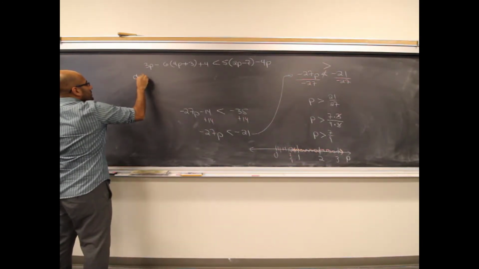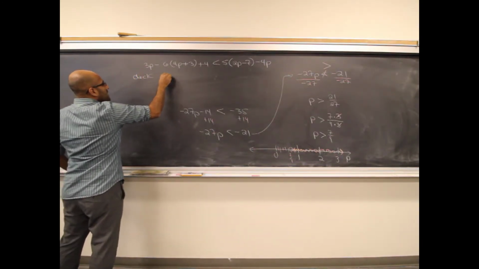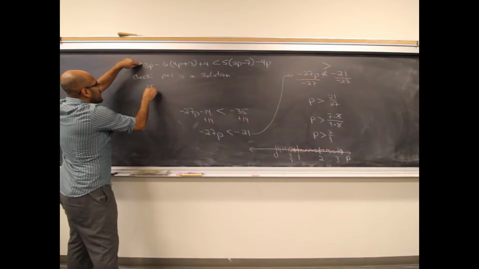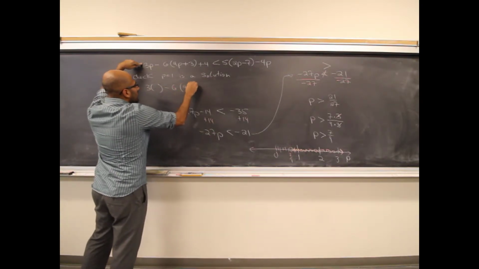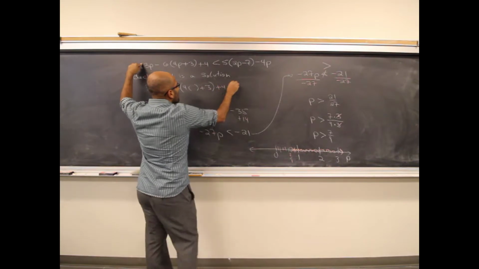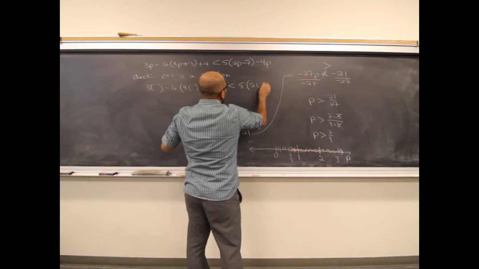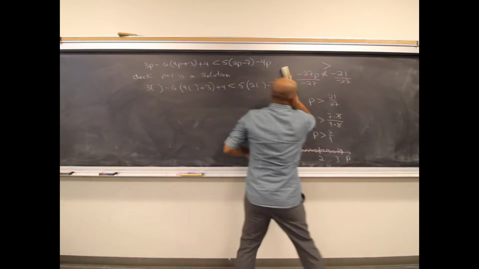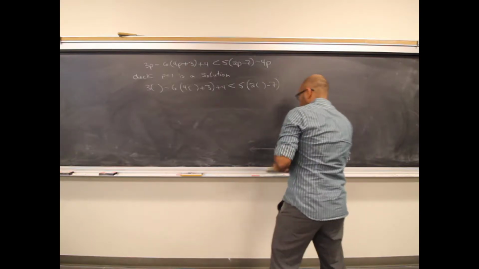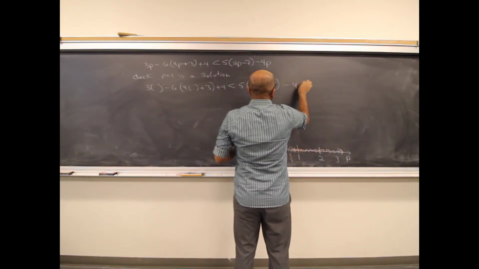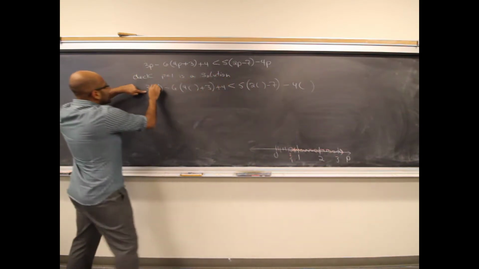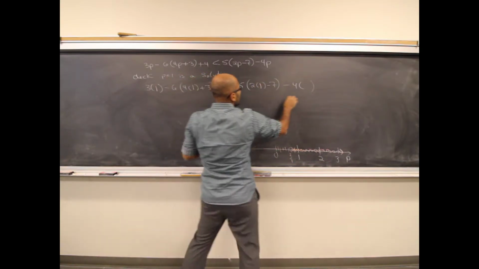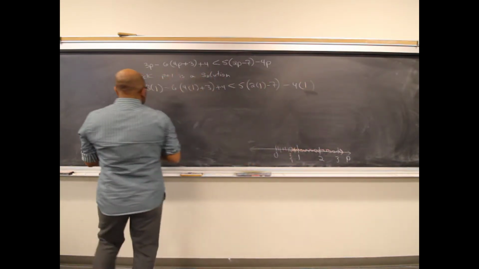So, check if p equals 1 is a solution. So 3 times 1 minus 6 times 4 times 1 plus 3, plus 4 should be less than 5 times 2 times 1 minus 7, minus 4 times 1, right? So 3 times 1, 4 times 1, 2 times 1, 4 times 1. Okay, let's make sure that this is in fact a true statement.